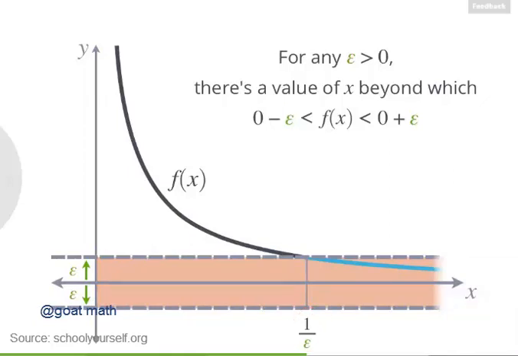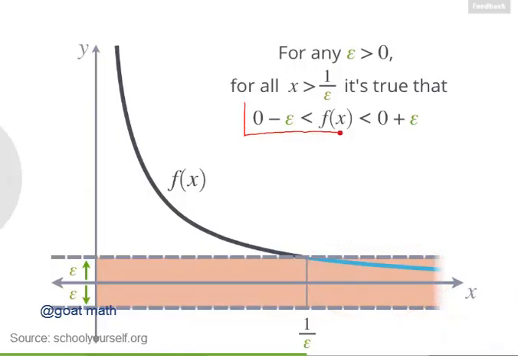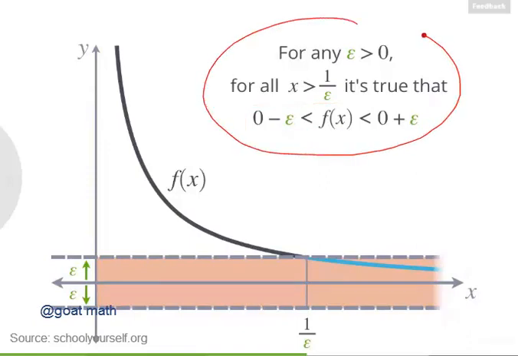So here's the mathematical way to write that this function is approaching 0. For any epsilon, or tube width, greater than 0, for all x greater than 1 over epsilon, so that would be to the right of this line here, f of x is inside the tube. That is, 0 minus epsilon is less than f of x is less than 0 plus epsilon. This statement has a lot of parts, and each requires a bit of thought.